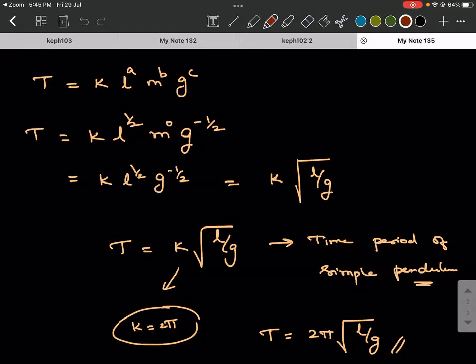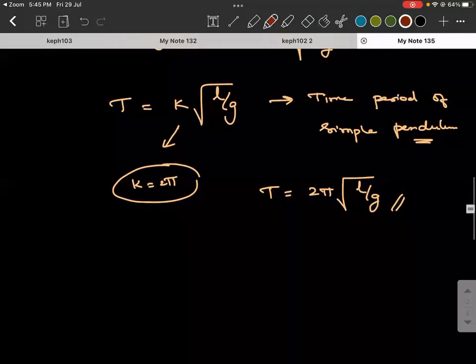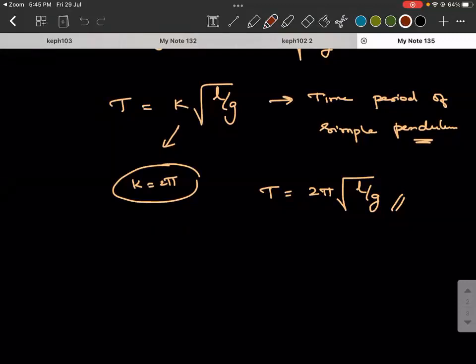Is that clear? Right? Any other doubt? So this is all about dimensional consistency and the dimensional analysis. Any other doubt which you want to get clarified before the exam?